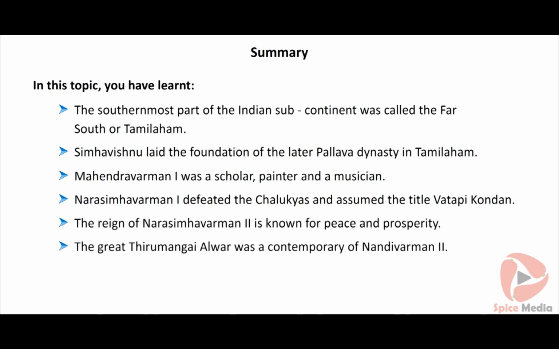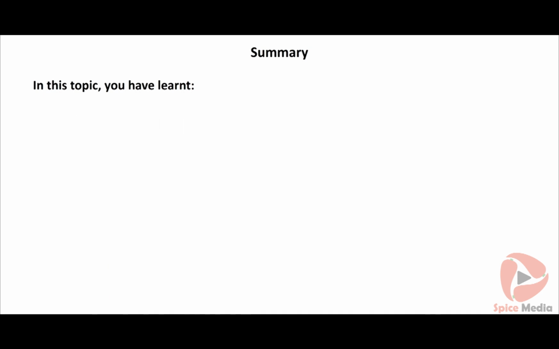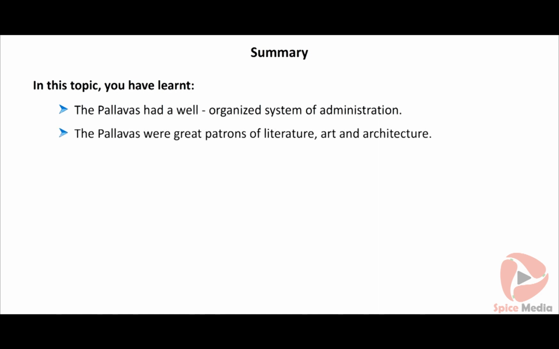The great Tirumangai Alvar was a contemporary of Nandivarman II. The Pallava kingdom declined because the successors of Narasimhavarman II were weak. The Pallavas had a well-organized system of administration. The Pallavas were great patrons of literature, art and architecture.